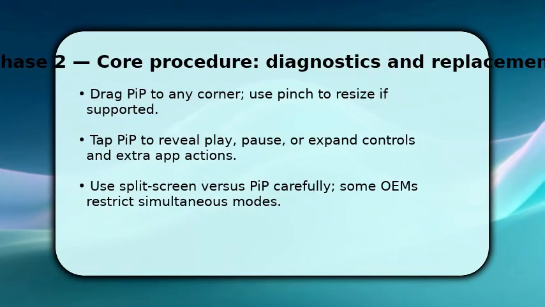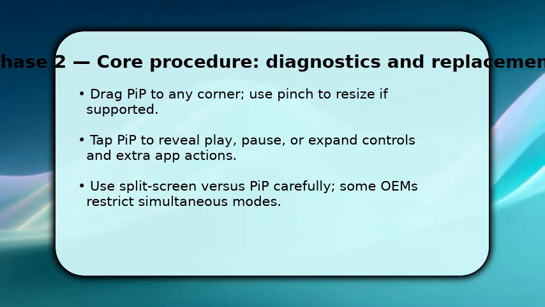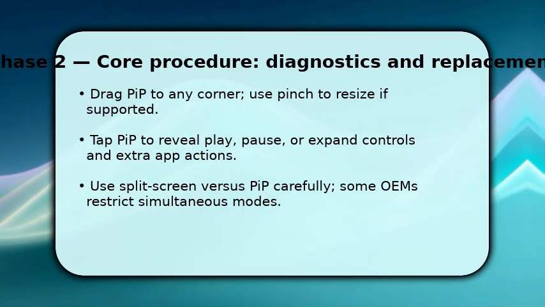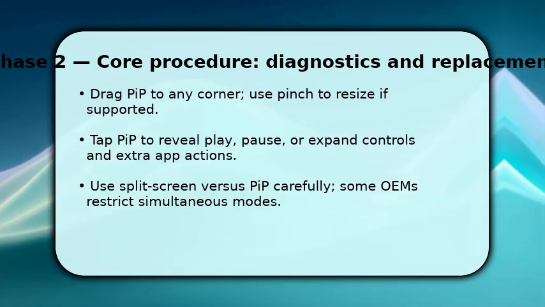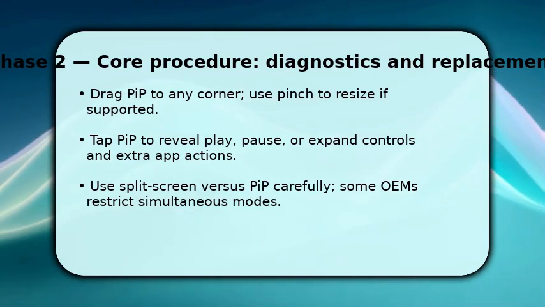Now control and position the PiP window for effective multitasking. You can drag the mini player to any corner of the screen. Some devices let you pinch to resize the window, which changes its aspect ratio.